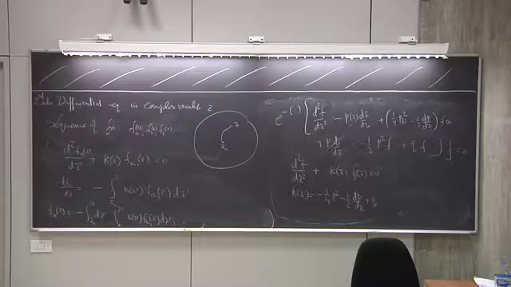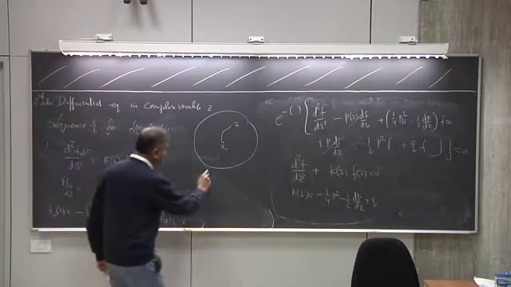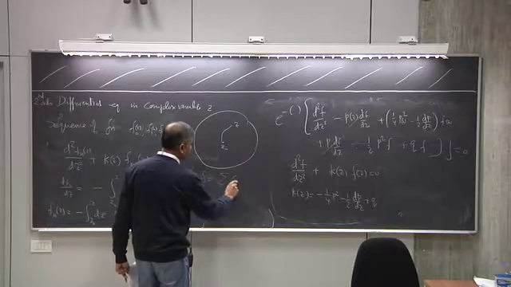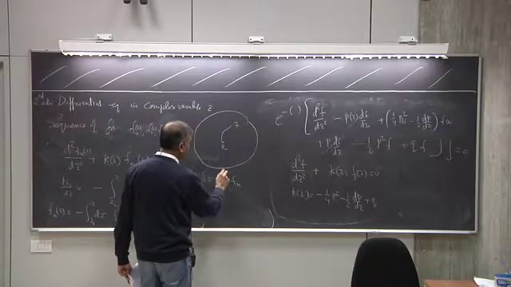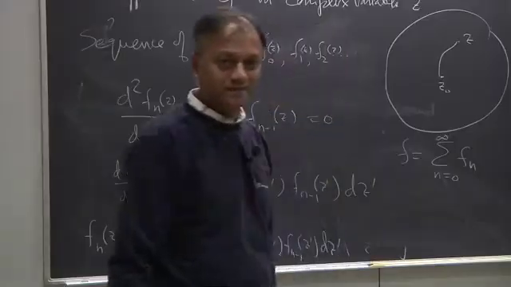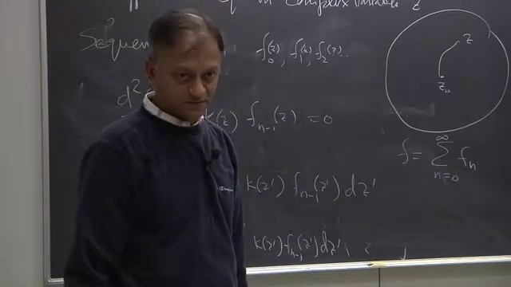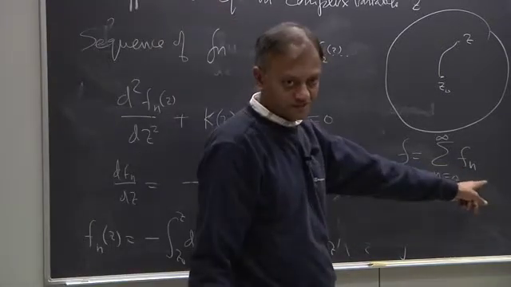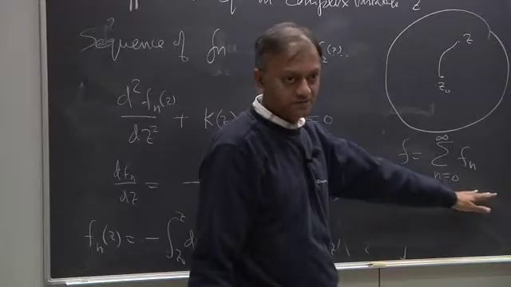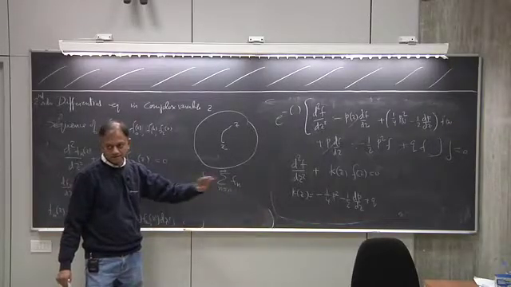So what we will show is that this f will be equal to the sum over fn, n going from 0 to infinity. That's what we show. And of course, we'll show that it's convergent. We'll show that the series converges.